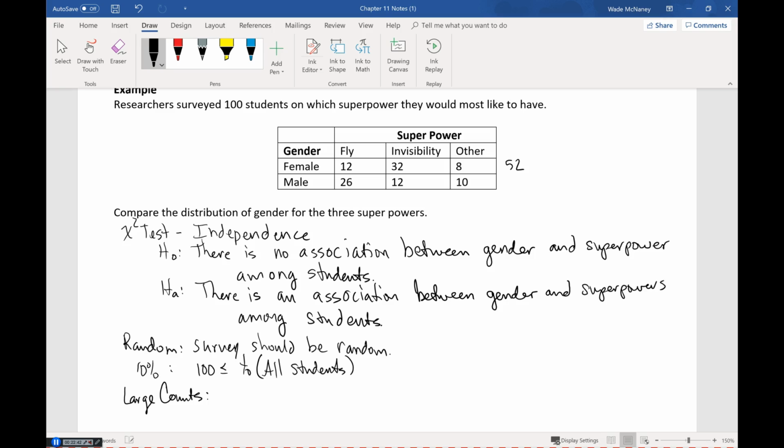So we'd have 52 here, 18 here, 100 here. So females, let's say other, we would take 52 times 18 over 100. So it should be like 9 point something.